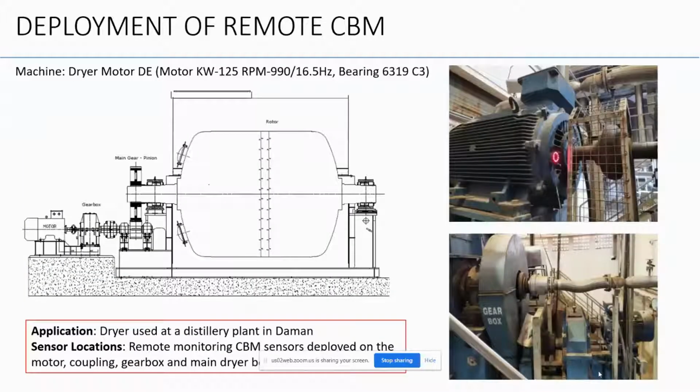So this is an example of the dryer. On the left hand side is a typical drawing or design of the dryer system. You can see there's a motor, there's a gearbox, multiple couplings, and then you have the main gear pinion, and then the actual assembly with another supporting bearing at the other end. Totally there were 11 failure points in this particular piece of equipment. And any one of those could fail erratically at any point of time, and that was the toughest part of this. This is a distillery plant in Daman, where this dryer has been installed.